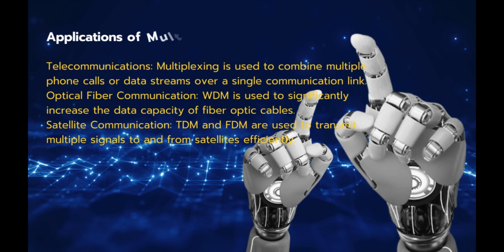Next we have applications of multiplexing. Telecommunications: multiplexing is used to combine multiple phone calls or data streams over a single communication link. Optical fiber communication: WDM is used to significantly increase the data capacity of fiber optic cables. Satellite communication: TDM and FDM are used to transmit multiple signals to and from satellites efficiently.